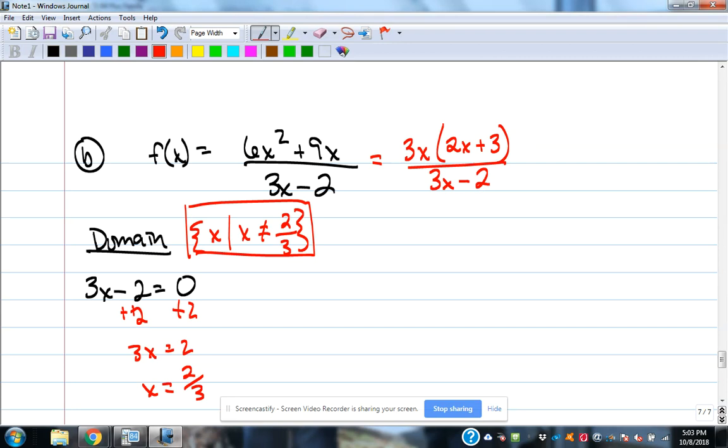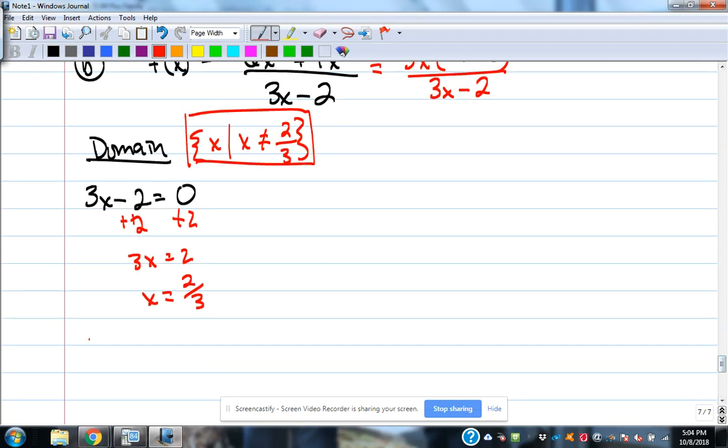So that means that because nothing canceled, my domain, x cannot be 2/3, is also my vertical asymptote. It's the same number. X equals 2/3. I don't have to do any extra work there as far as thinking about, oh, this canceled, so I drop it out and keep the only one. The only one I've got is 3x minus 2, and it's my vertical asymptote. Okay.